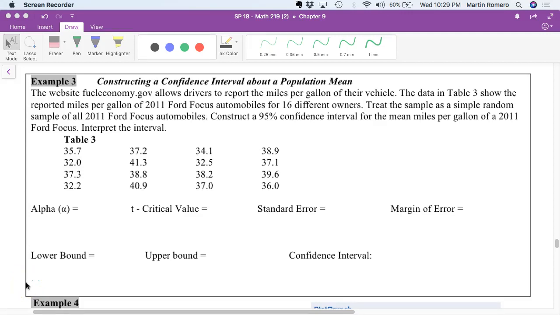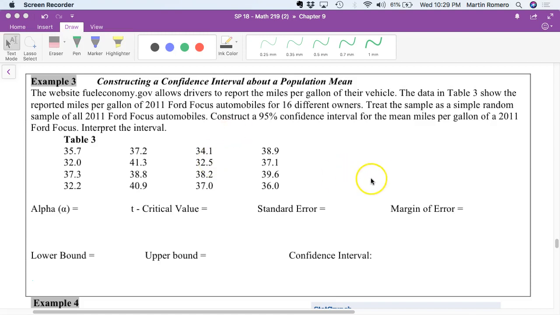Okay, we're now starting video 2. This is 9.2, part 2. We're going to go ahead and construct our confidence interval for the population mean, meaning we're going to estimate the population mean using the sample mean that we obtained earlier. Here's the set of values.